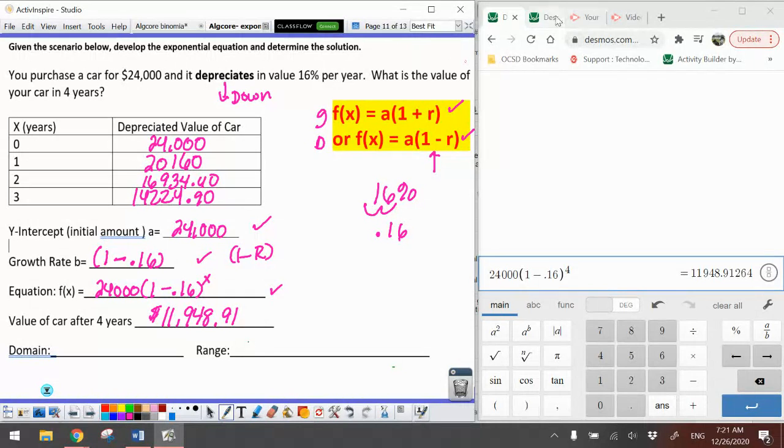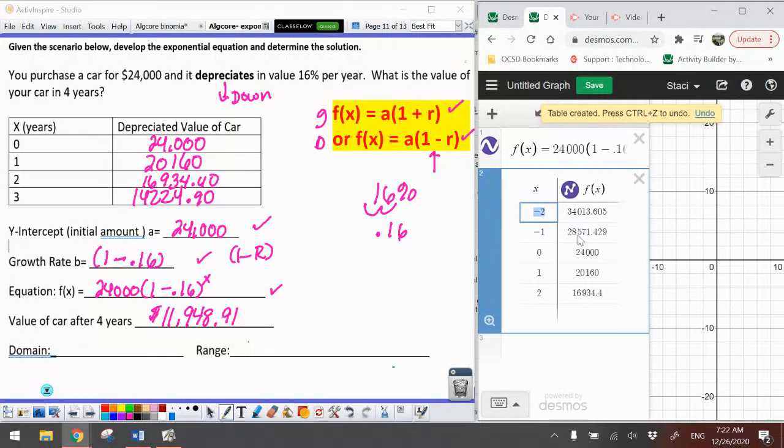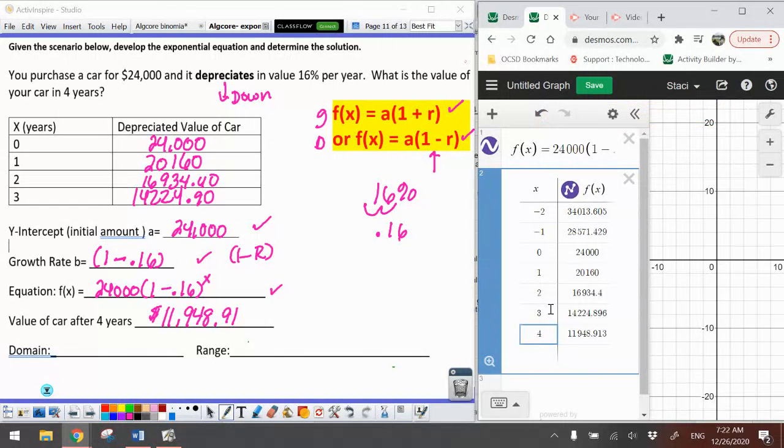Now let's look at this with my Desmos graphing calculator. So I'm going to go ahead and take this out, and I'm going to put in my f of x equals the 24,000. This time I'm going to put it in with the x. So 1 minus 0.16 and caret x. Obviously I'm not going to see the graph at the moment because I'm at 0 and 10. What I want to see is the table. I can see the same numbers on the table, and I can do a 3 and a 4 and get those numbers.